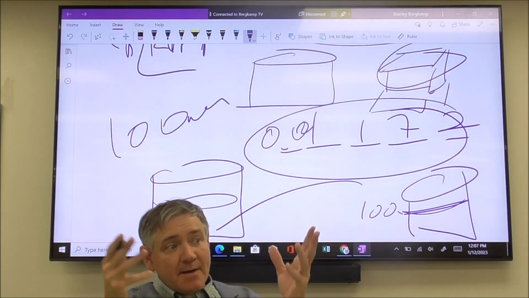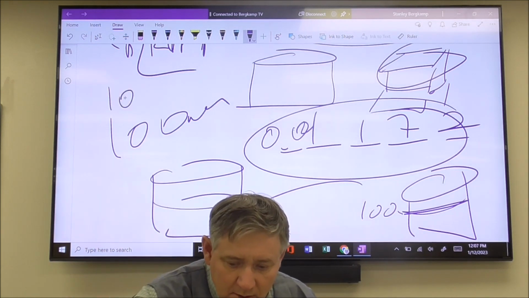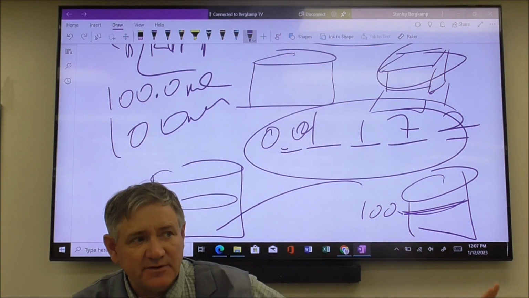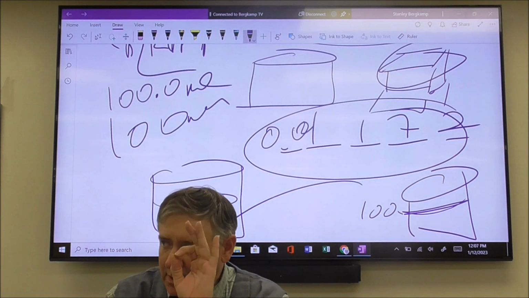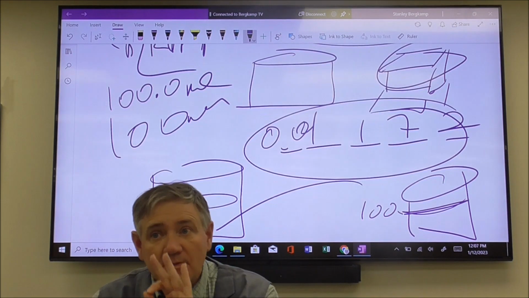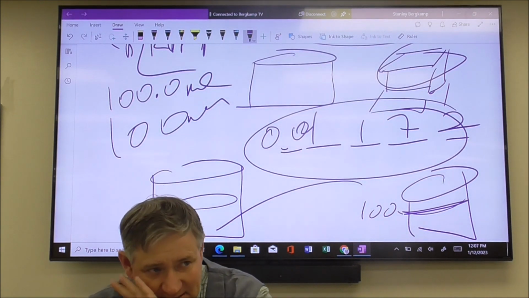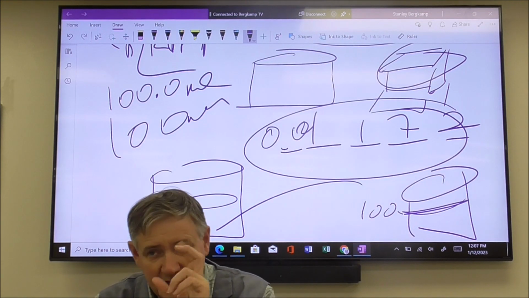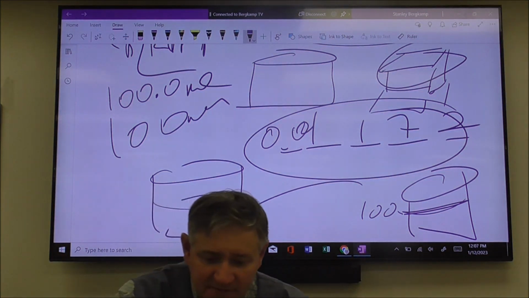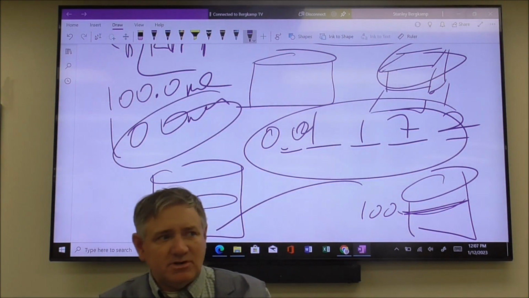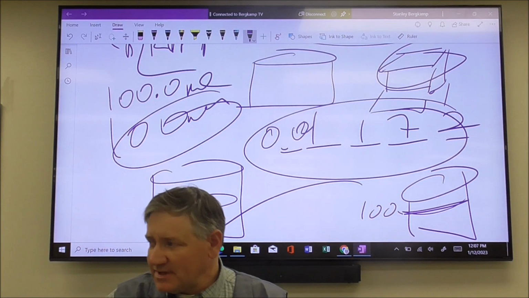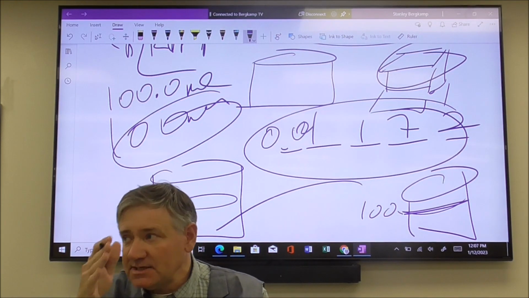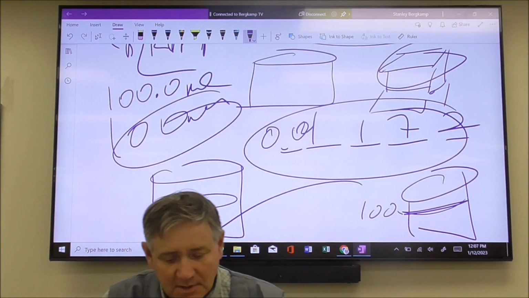Now, if the lab had said you need to add 100.0 milliliters, that's a completely different ballgame. If it had said add 100.0, then you would have to measure out an exact volume of 100 milliliters. So that's the difference in how lab procedures are written. If it says add about 100 milliliters, no decimal point, hey, get it close. If it says 100.0, that's a very different indication of the precision that you need.